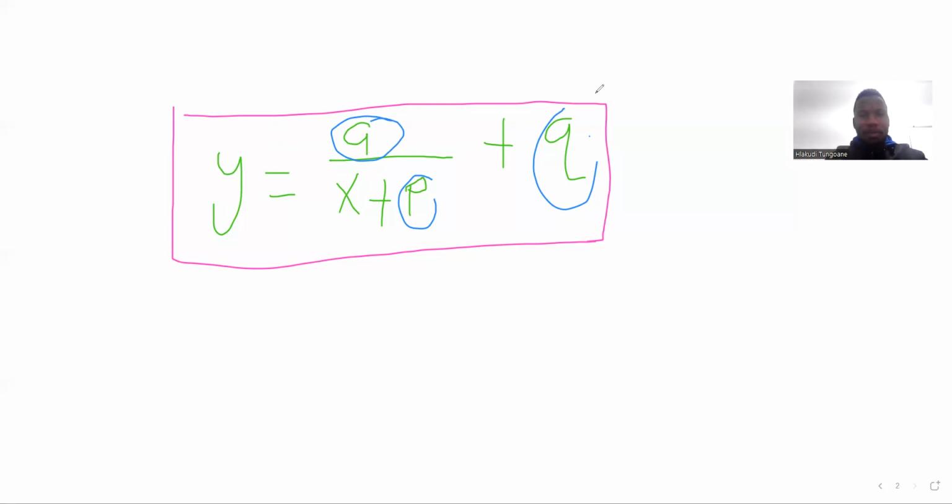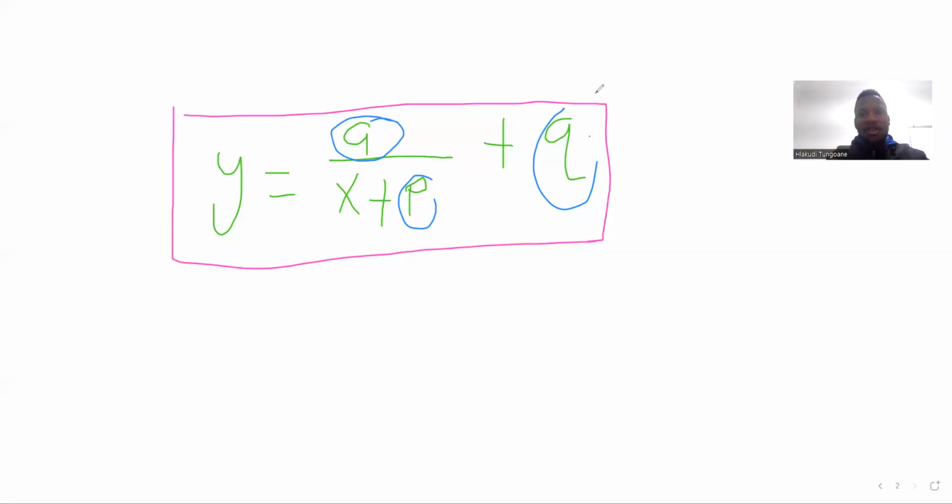And then P affects the horizontal shift of the graph. And minus P, x equals minus P, is also a vertical asymptote. So as you will see, it's the line which the graph cannot touch, right?